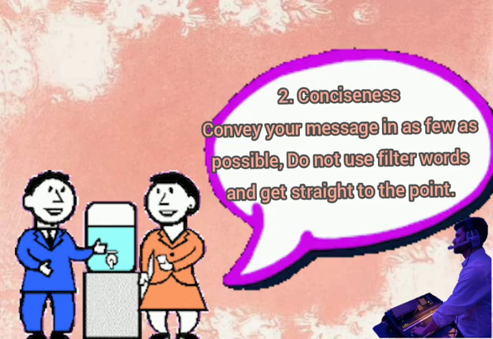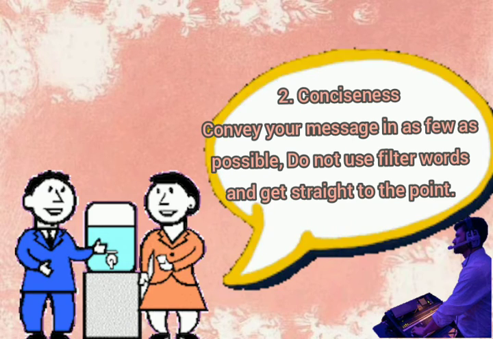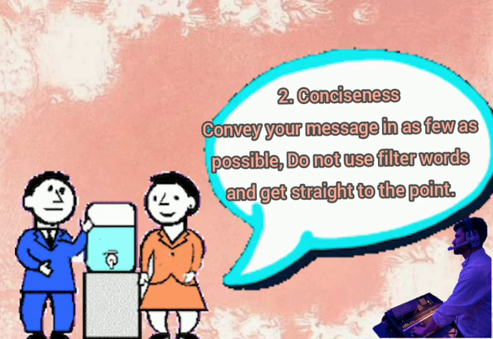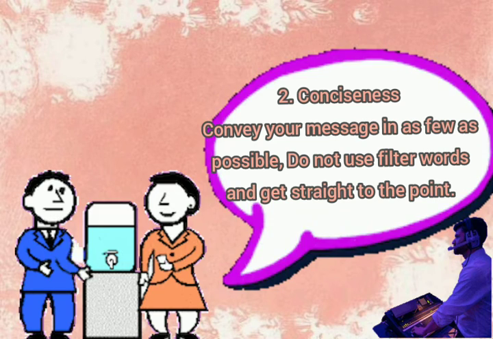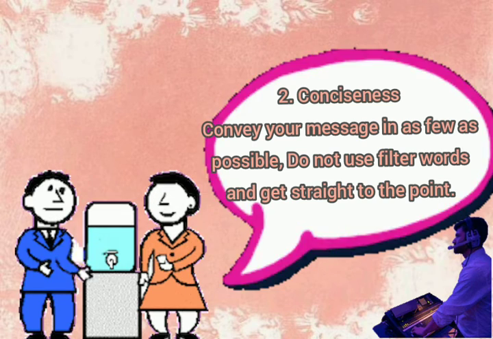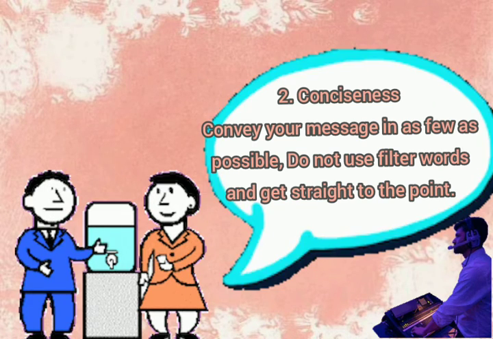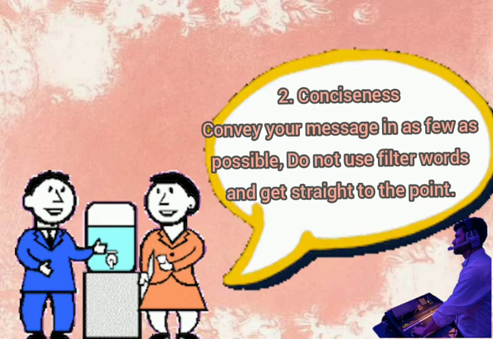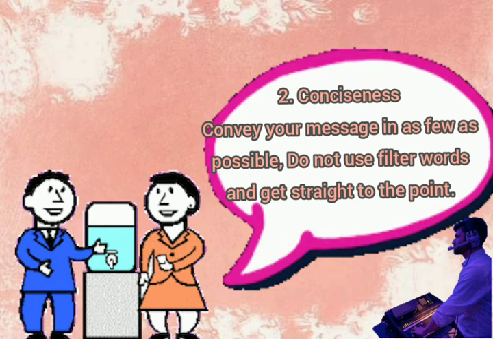Number two is conciseness. Convey your message in as few words as possible. Do not use filler words and get straight to the point. Rambling will cause the listener to tune out or be unsure of what you are talking about. Avoid speaking excessively and do not use words that may confuse the audience.